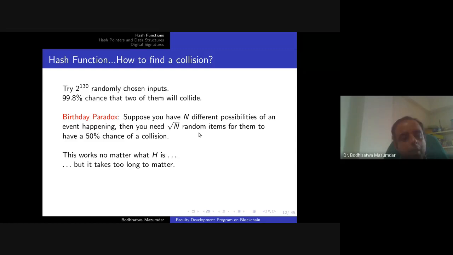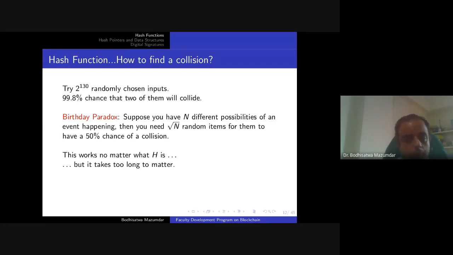So this works no matter what h is. It's irrespective of what your hash function is. This birthday paradox eventually works, but as the sample size is 2 to the power 130, it takes a very long time. So that is basically computationally impossible for any attacker in the present day world. That's why the range is kept to, sorry, 256 bits.